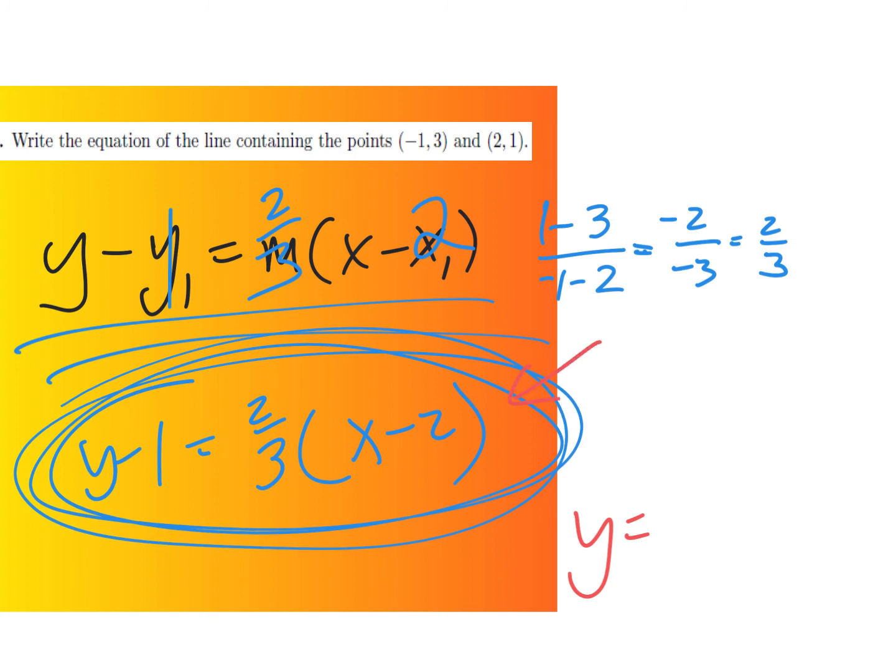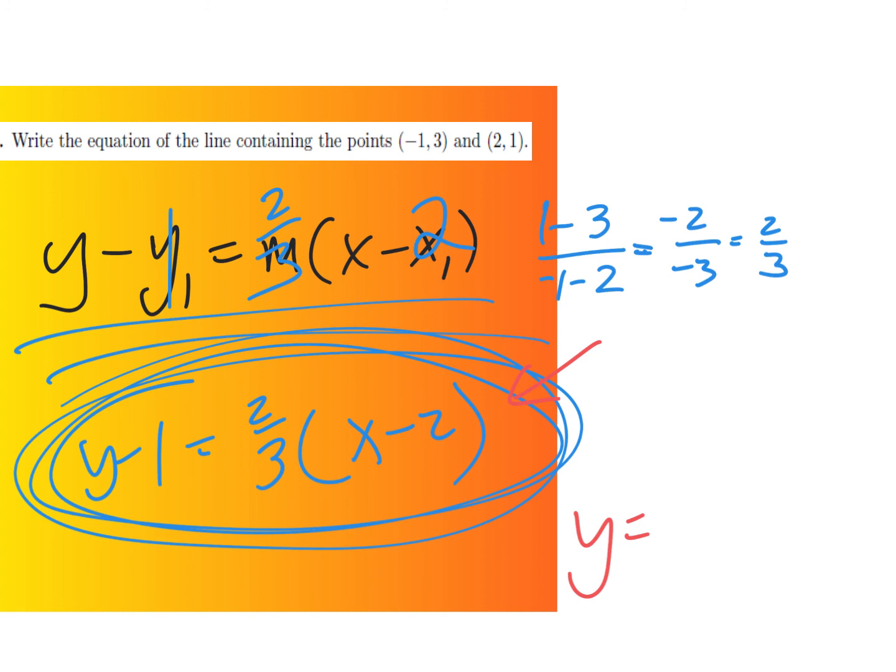Yes? Oh wait, never mind. Okay. It's easy to think I made a mistake, and maybe I did. Neil? Isn't the slope negative 2/3? Yeah, that's what I think. Okay, double checking that.